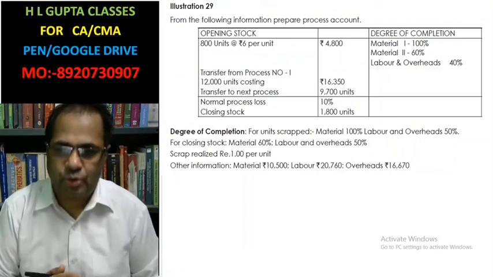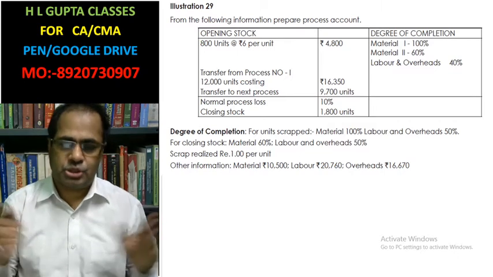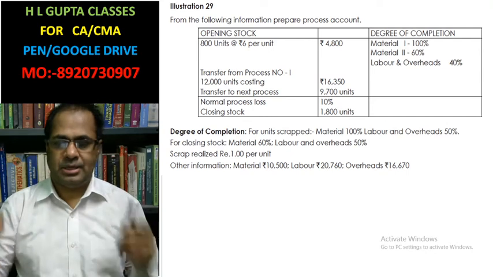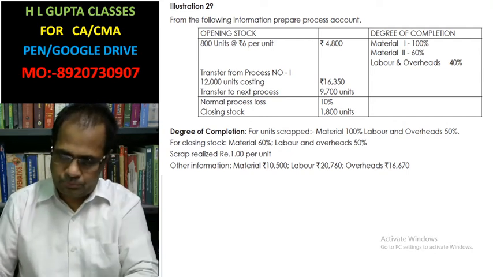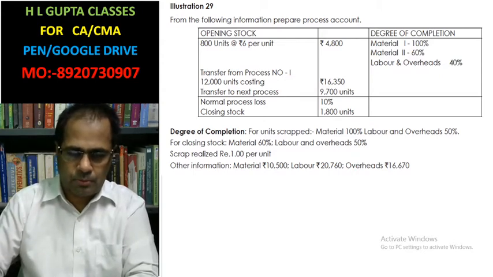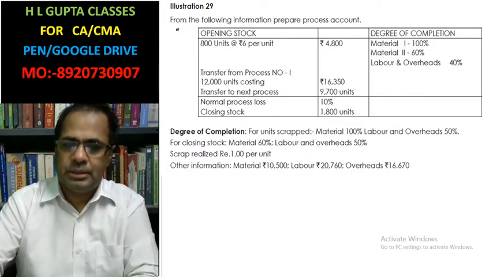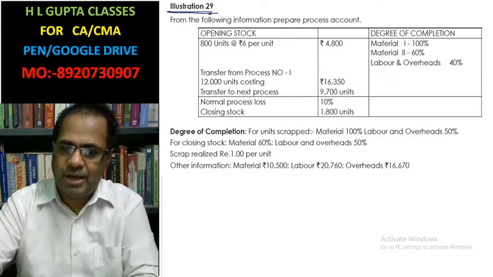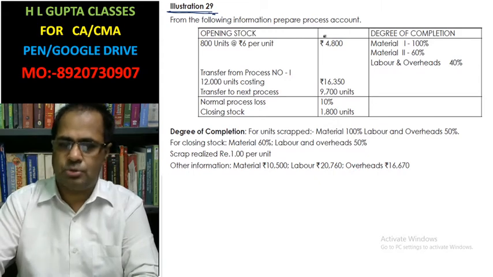Hello friends, I am going to start illustration 29 of CMA inter-process costing. This is one of the most important. Please study this. Please read these questions. Actually, this is the question of process costing and equivalent production units. From the following information, prepare the process accounts.